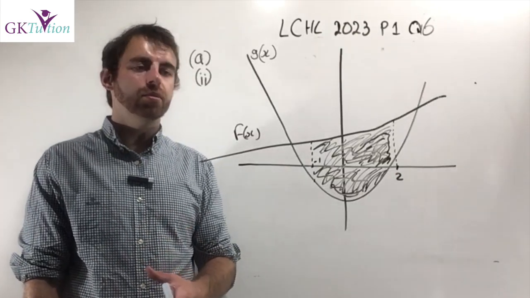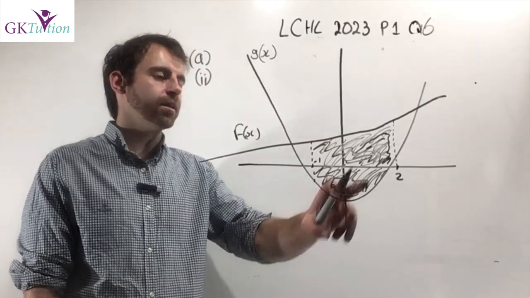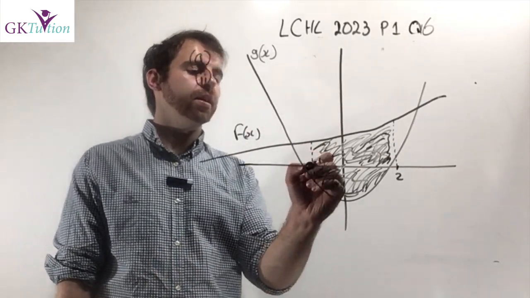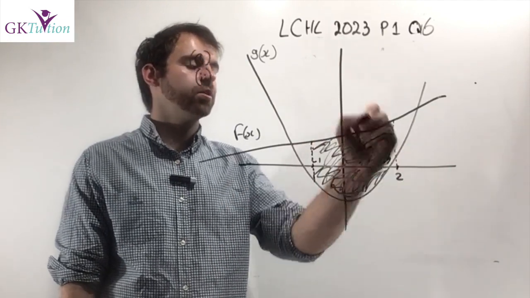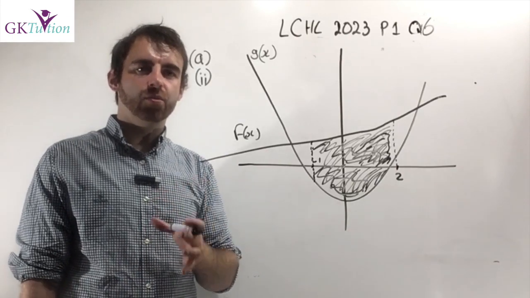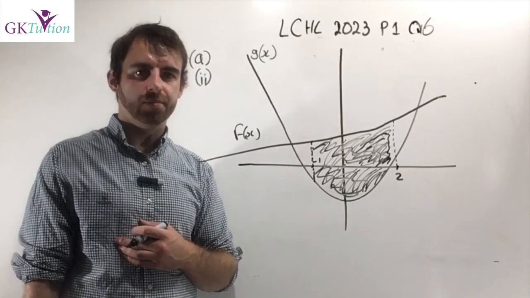In part A2, they've now plotted those two graphs for us. f of x here is the line, g of x is the curve. And they've basically come up with a shape from -1 to 2. And they've asked us to work out the region between the two curves from -1 to 2.